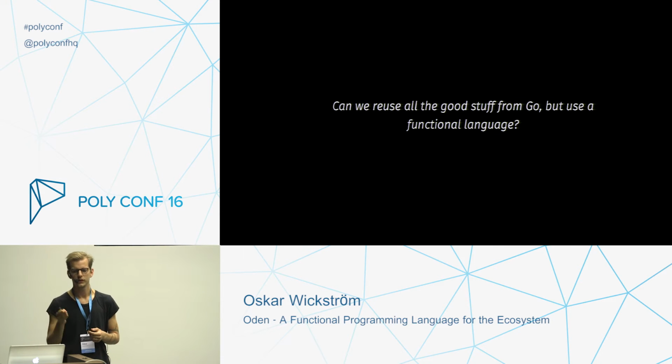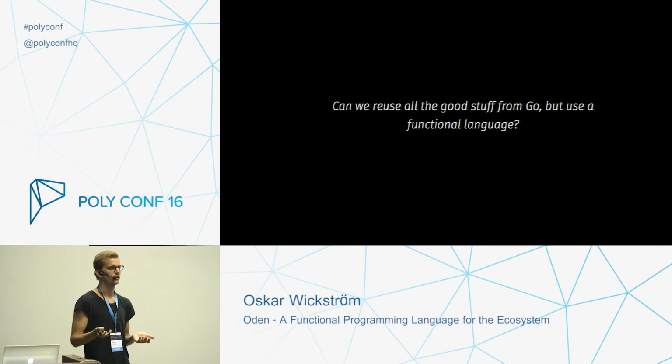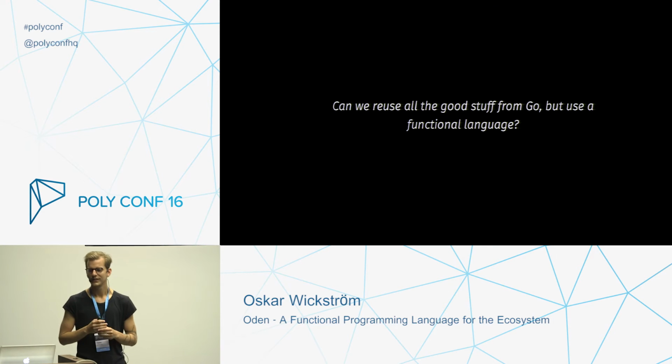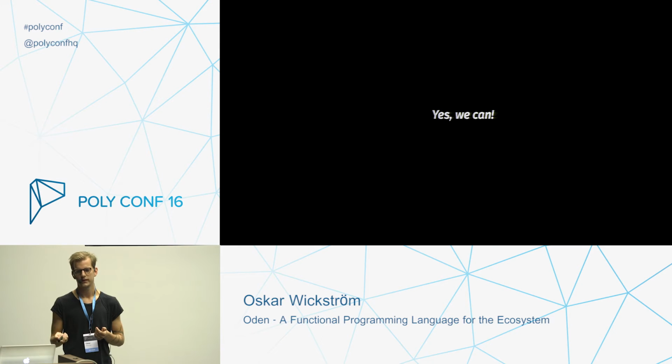And can we reuse all the good stuff from Go, but in a functional programming language instead? So there seem to be a lot of people liking to write Go, and maybe I can't convert all of them to functional programmers in Haskell. I don't think I can. So as kind of a social hack, I'm thinking maybe you can just add a language on top of whatever they're doing, so leverage their work. So is that possible? And yes, I think it is. And that's why I started this project called Oden.